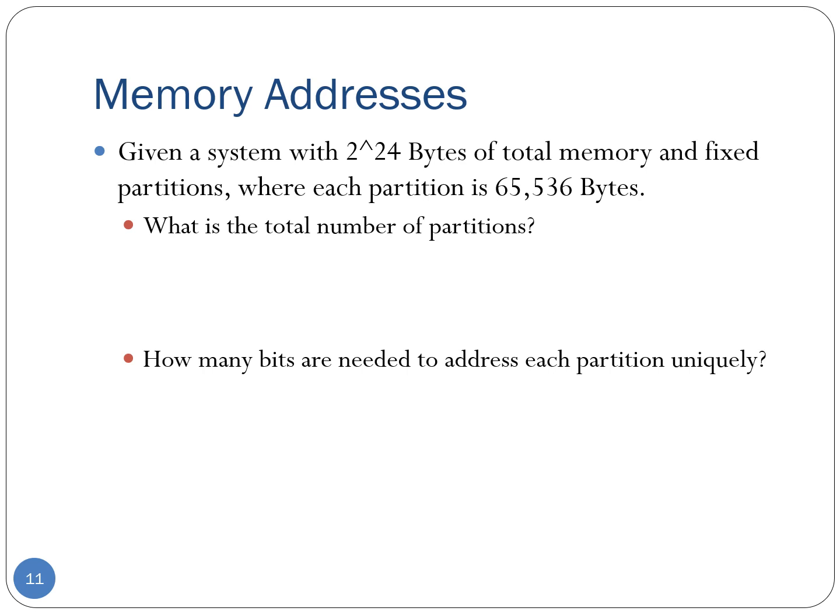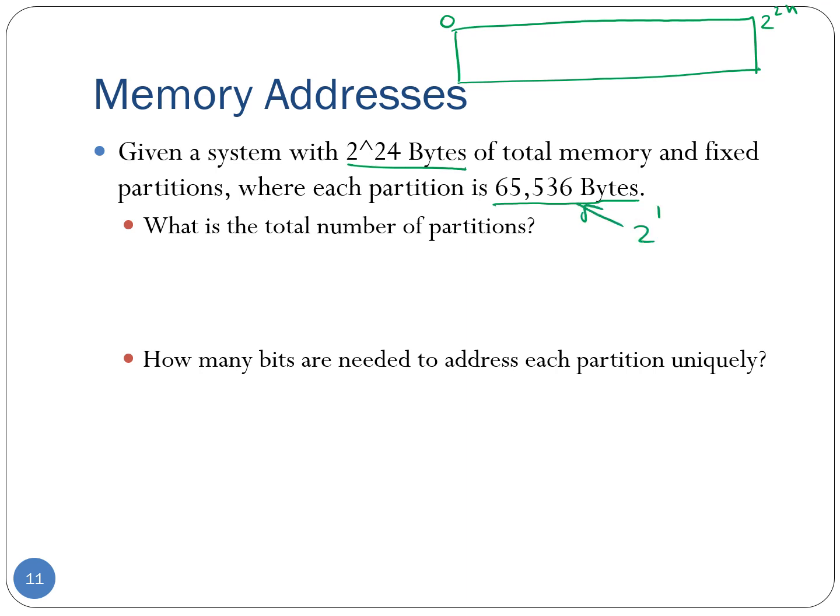All right, so in this question you are given a memory. Let's say this is your memory that has a total size of 2 to the power 24 bytes. So your memory addresses go from 0 to roughly 2 to the power 24, and it is partitioned into several fixed size partitions of 65,536 bytes each. Recall that 65,536 is actually 2 to the power 16. So these are several partitions, and each partition has a size of 2 to the power 16 bytes.